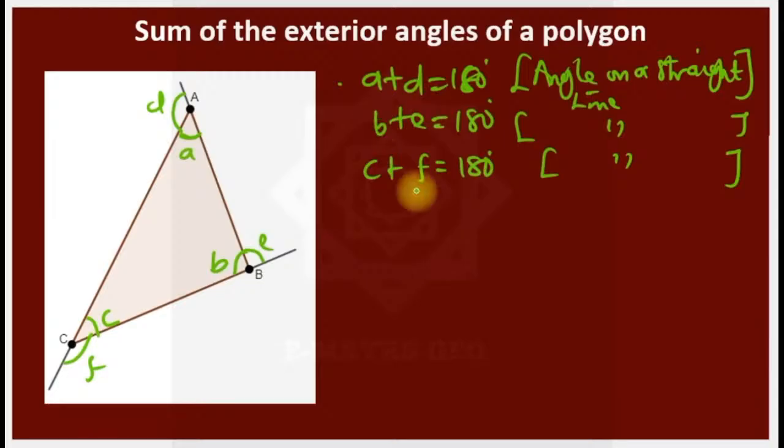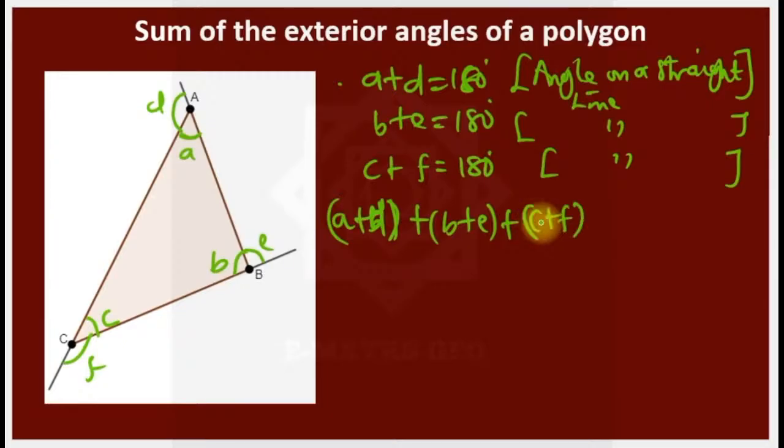If we sum the three equations, equations 1, 2, and 3, I'm summing now: A plus D, plus B plus E, plus C plus F. On the left-hand side, this is the same as summing the three right-hand sides: 180, 180, 180, which means 3 times 180.